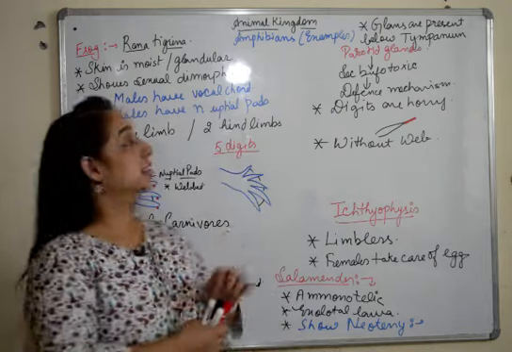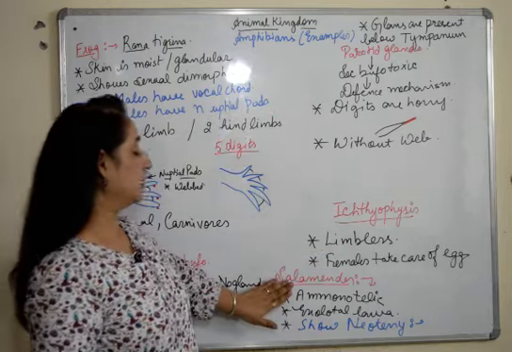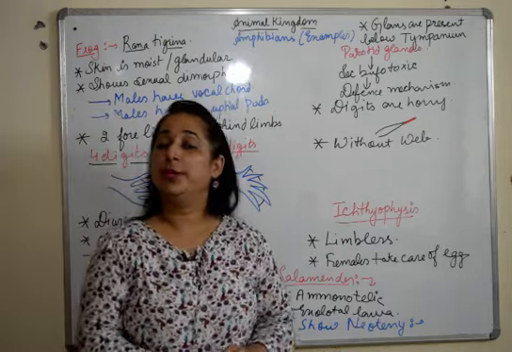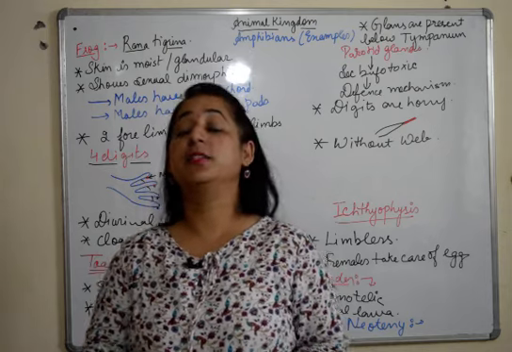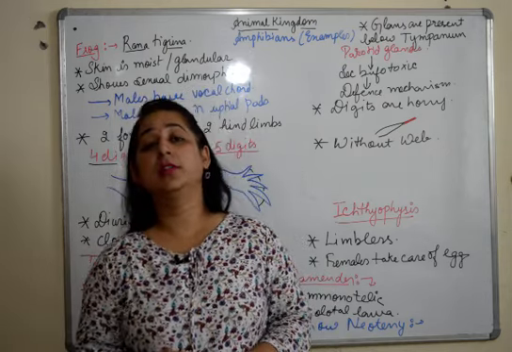So we have discussed the frog's characters, we have discussed toad, Ichthyophis and salamander. In our next video, we'll start with our next phylum, that's reptiles. We'll talk about their characteristic features and then we'll talk about their examples.